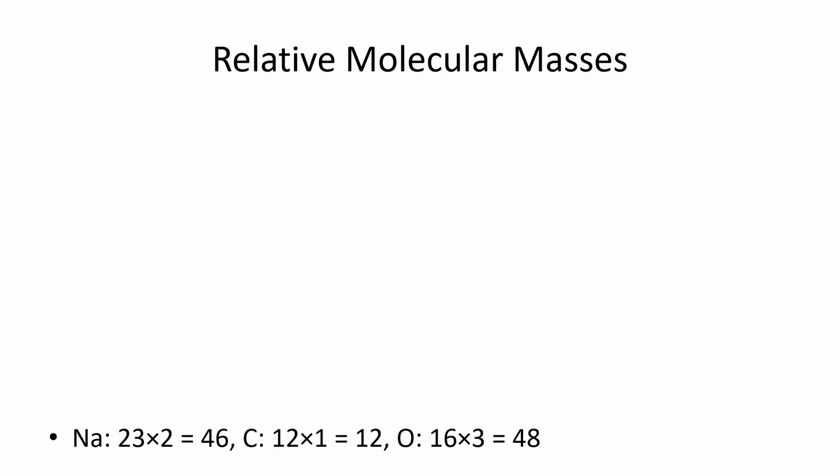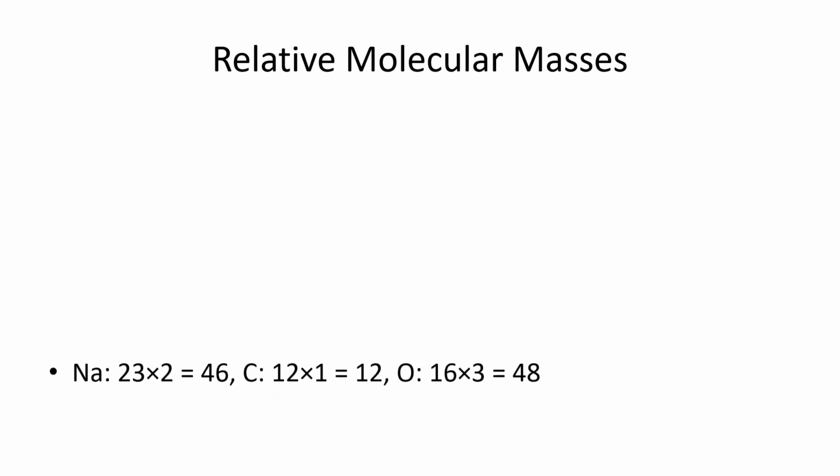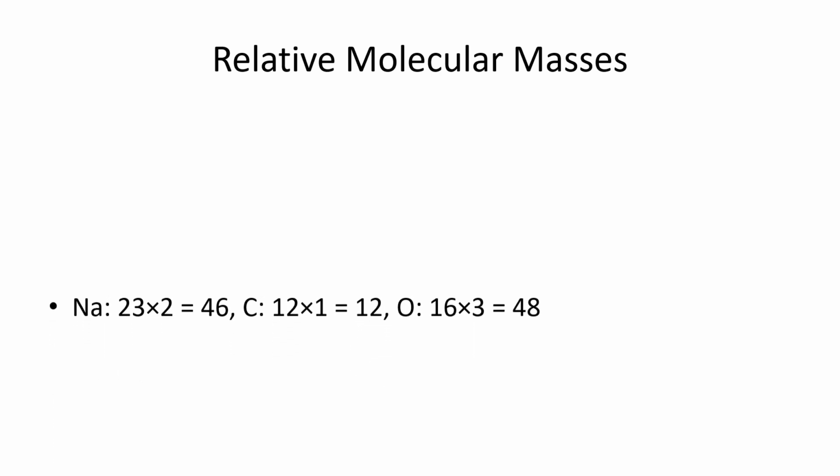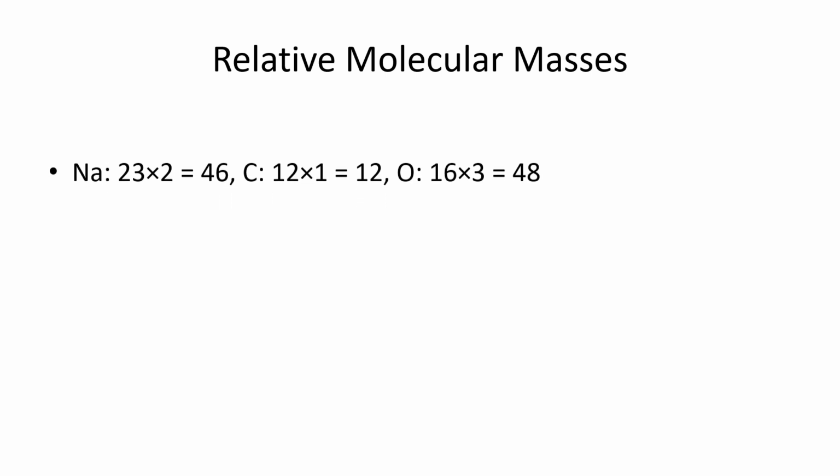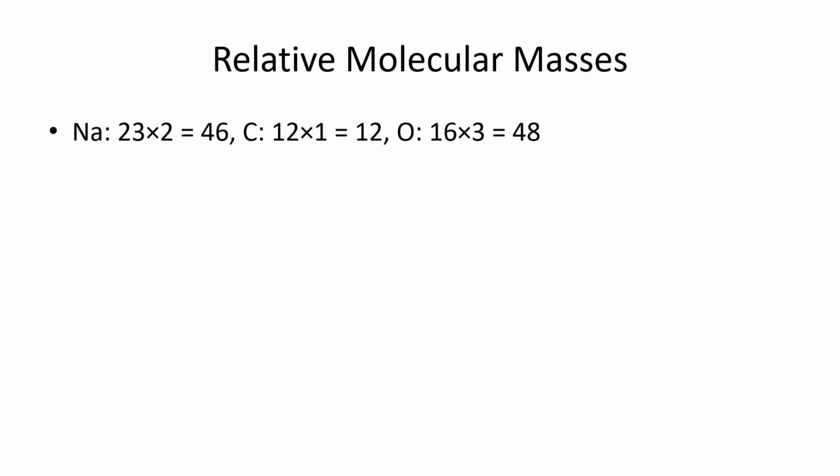For sodium, 23 times 2 is 46. For carbon, 12 times 1 is 12. For oxygen, 16 times 3 is 48. Now 46 plus 12 plus 48 is 106. That means 106 is the relative molecular mass of sodium trioxocarbonate 4. It has no unit. For water, the relative molecular mass is, for hydrogen, 1 times 2, which is 2.